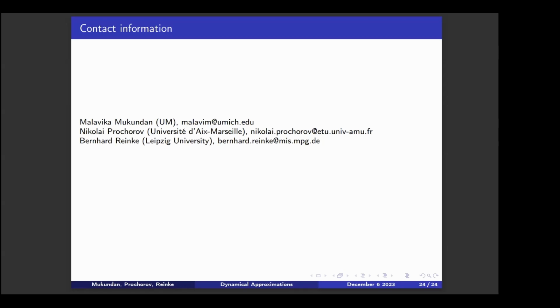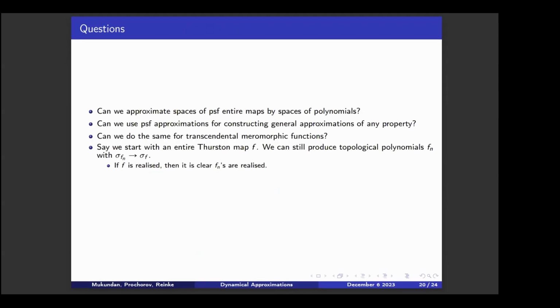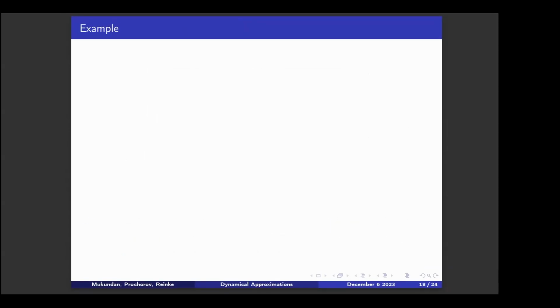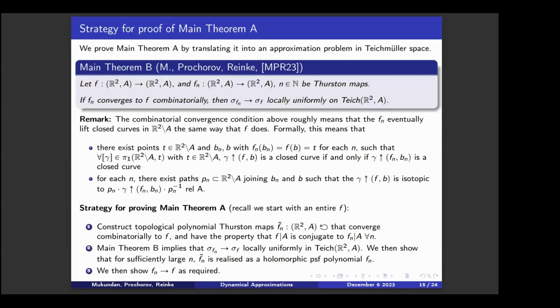Well, I have a question. Your Teichmüller spaces for these PSF maps are still finite dimensional, no? Yeah. So they have dimension cardinality of A minus 2, I think.